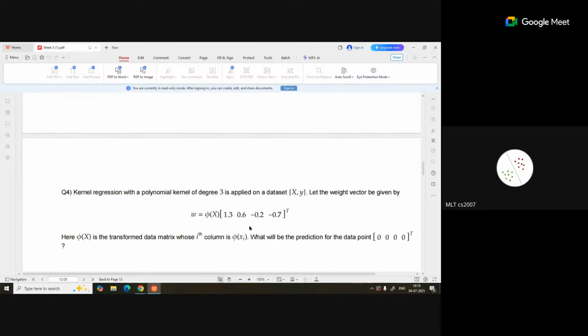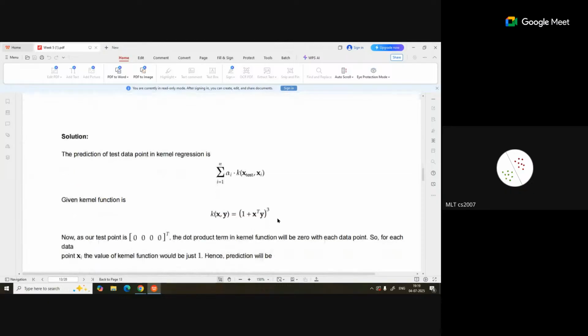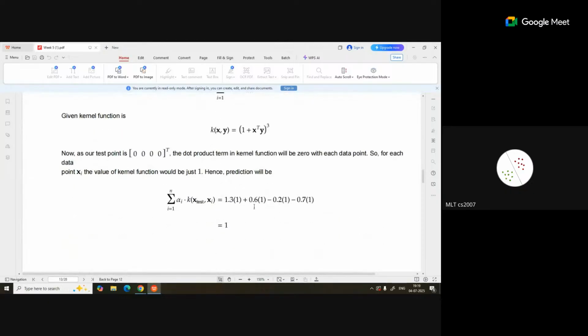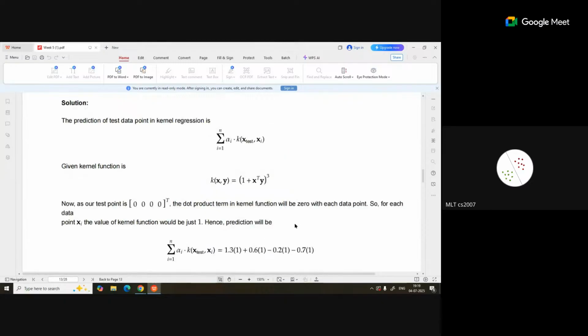This vector is 1.3, 0.6, minus 0.2, minus 0.7. So basically it is the sum of all these alphas. 1.3 plus 0.6 is 1.9, and minus 0.9, which is 1. So it should be 1. Just look at the solution if you didn't get it. I hope this is fine. We can move forward.